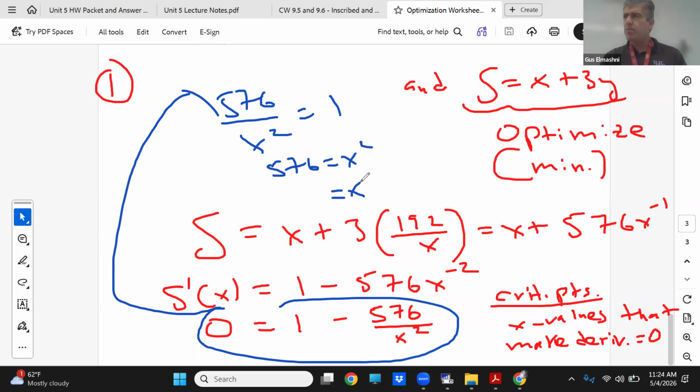If you square root, I think it's a perfect square. So 24. Yeah, it's 24. Okay, cool. So that means that x is 24. And remember, the product is 192. So then what's y going to be? 8. And that will minimize that function S equaling x plus 3y. That will be the minimum.